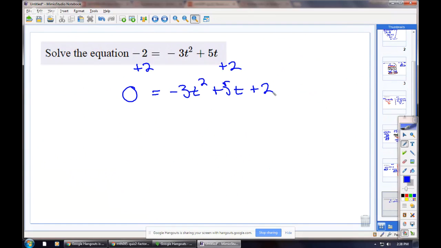Now I need to go for the product, so I have to try and factor this. I'm going to use what I called the AC method. My A is -3.